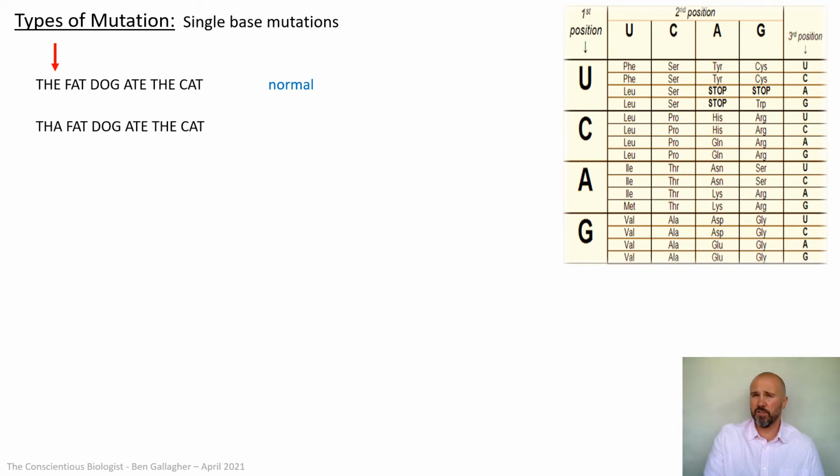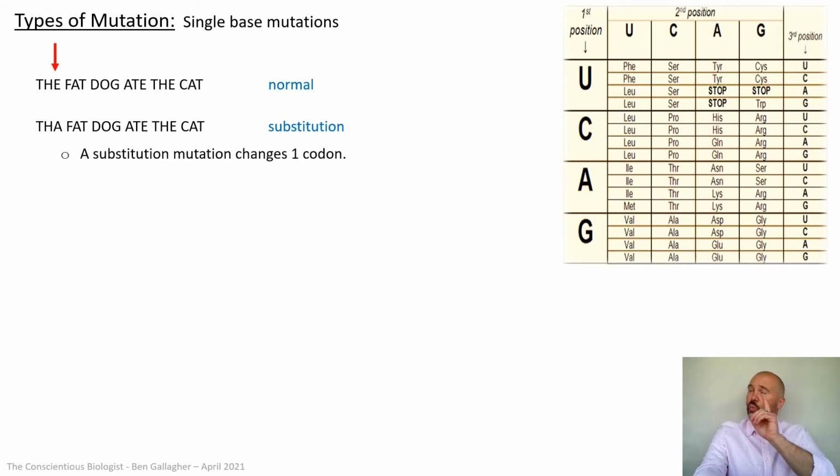See what I've done? I switched the E for an A. So it reads, the fat dog ate the cat. Not very different. This is a substitution mutation, where I've substituted one of the bases for another one. If there's a substitution mutation, it changes one codon, one word up there.